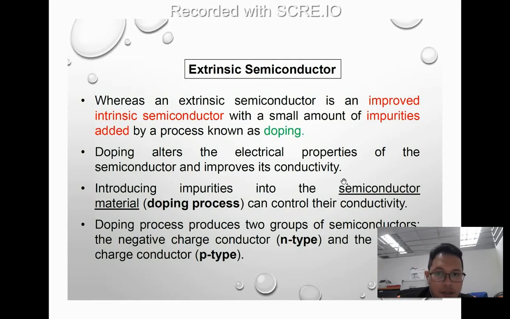So the doping process controls the conductivity, and this doping process will produce 2 types of semiconductor. We have N-type and also P-type. N-type refers to the negative charge conductor, and P-type refers to the positive charge conductor.